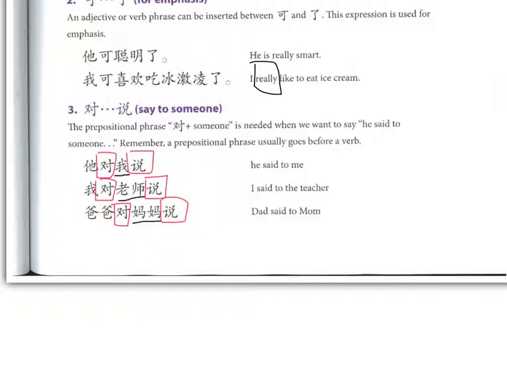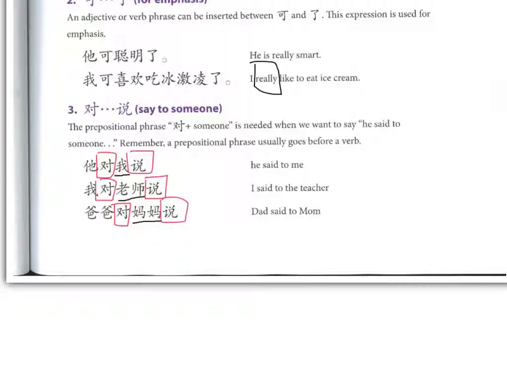What you'll want to remember with Chinese is that the prepositional phrase, which is 对, goes before the verb. The prepositional phrase is 对我, 对老师, 对妈妈, and then the verb is 说. In English the prepositional phrase goes after the verb: said to me, said to the teacher, said to mom. In Chinese, the 对我, 对老师, 对妈妈 comes before the verb. Key difference between Chinese and English.